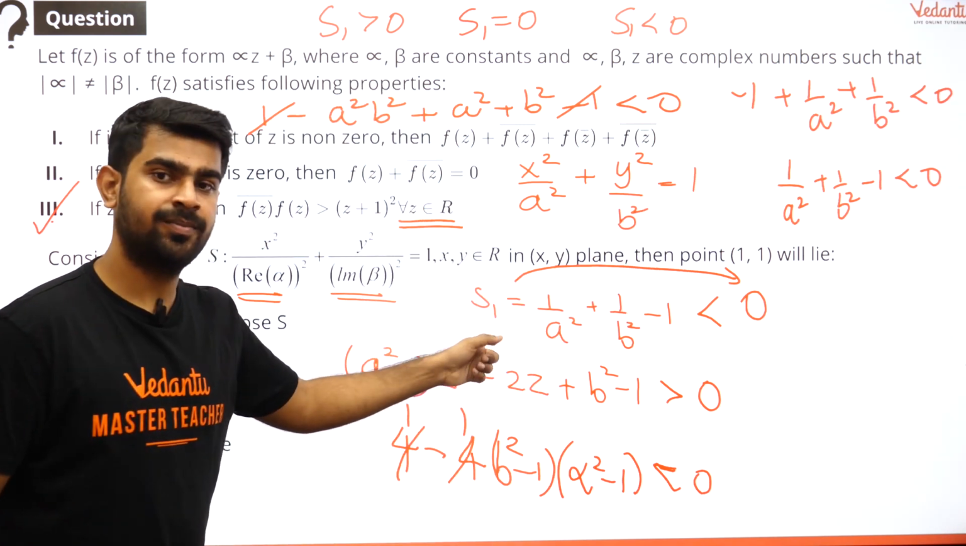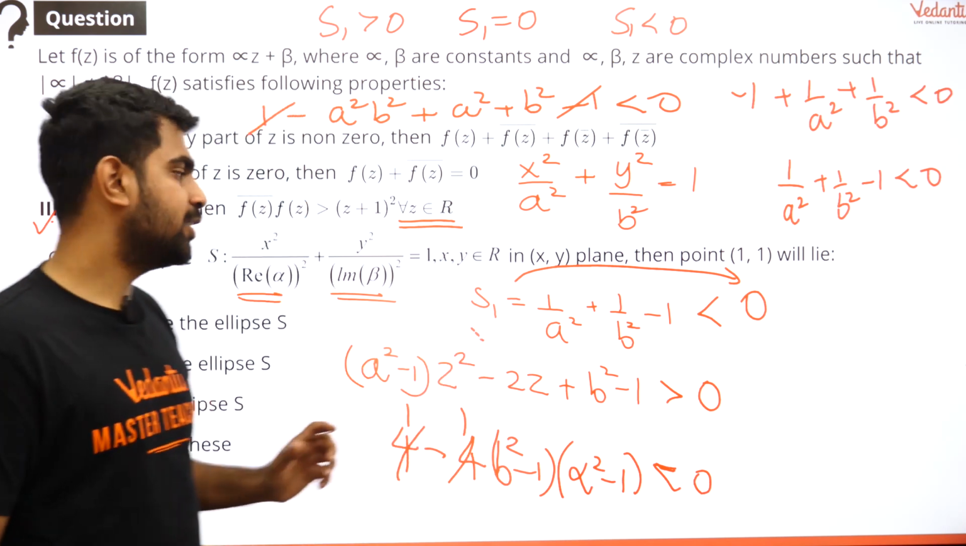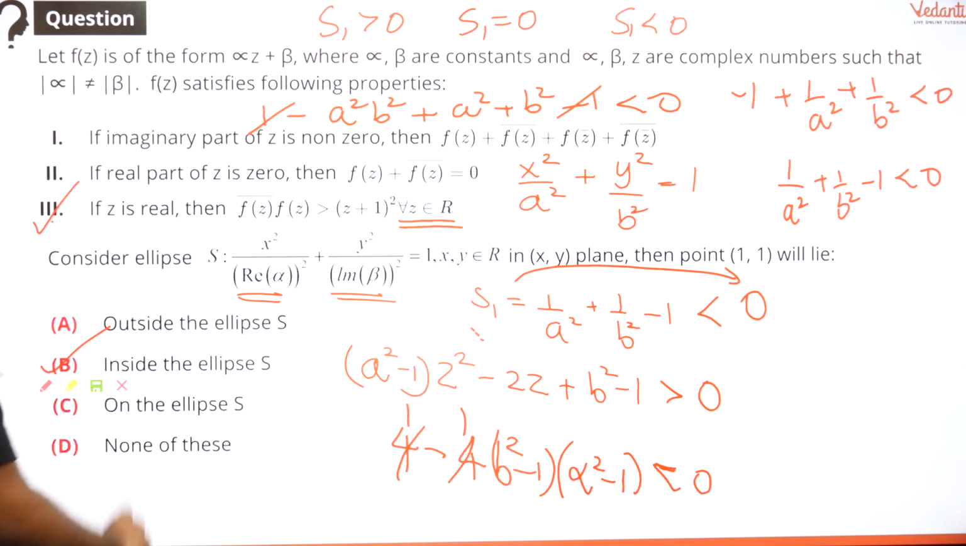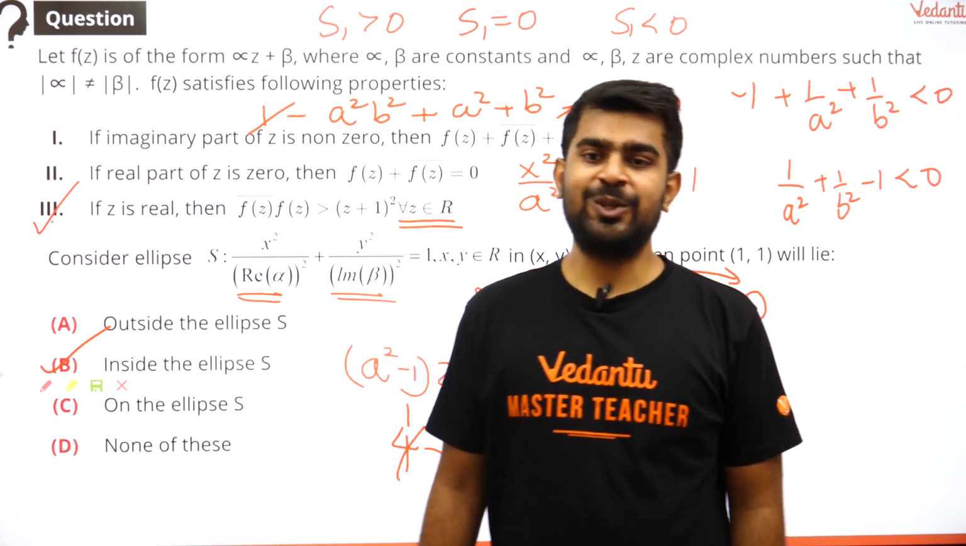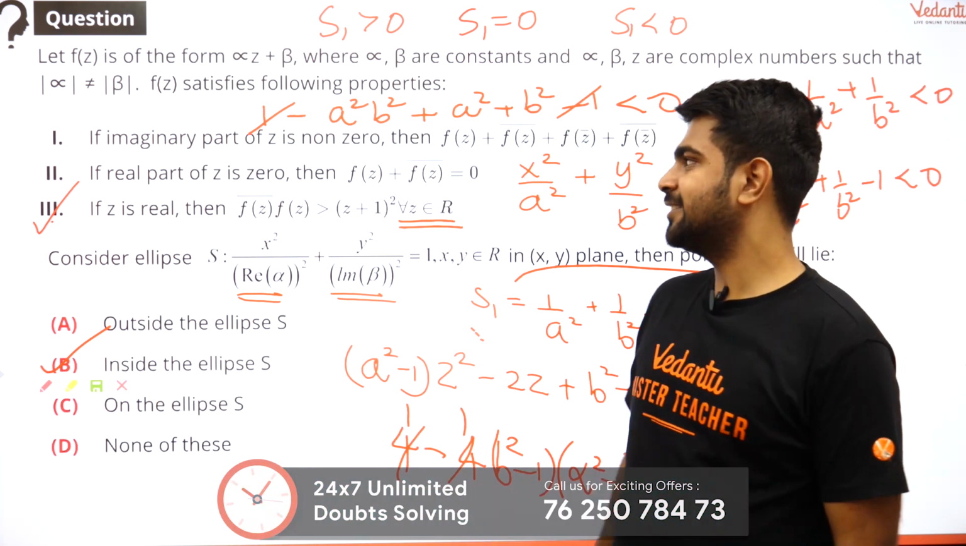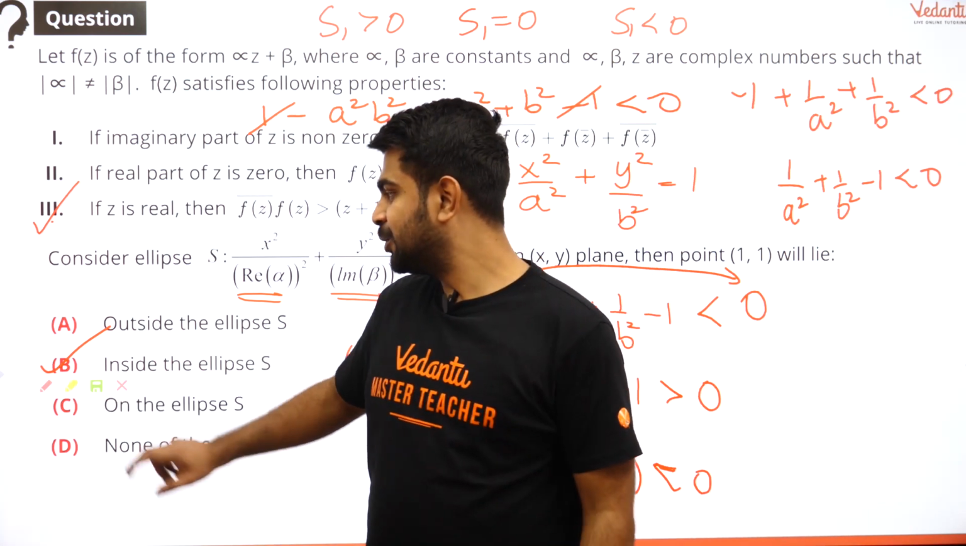If my discriminant is less than 0, I get a very good condition which is directly going to give me the answer. Okay, so that is how you solve it, and the answer for this will be option B, inside the ellipse. Got it? So let us move forward to the next question. This is the homework which I gave. We have already spent a lot of time on it. Let's go forward.